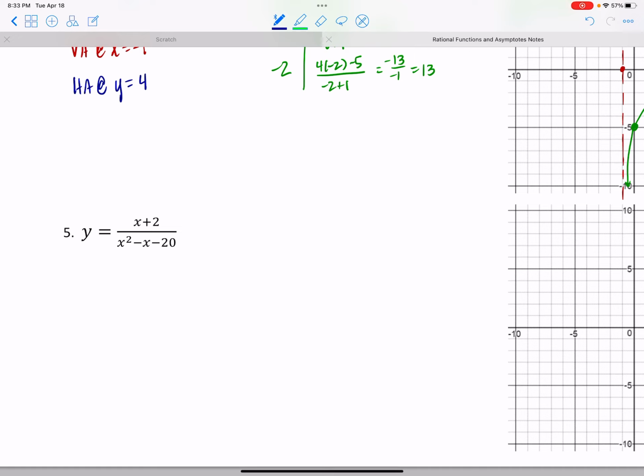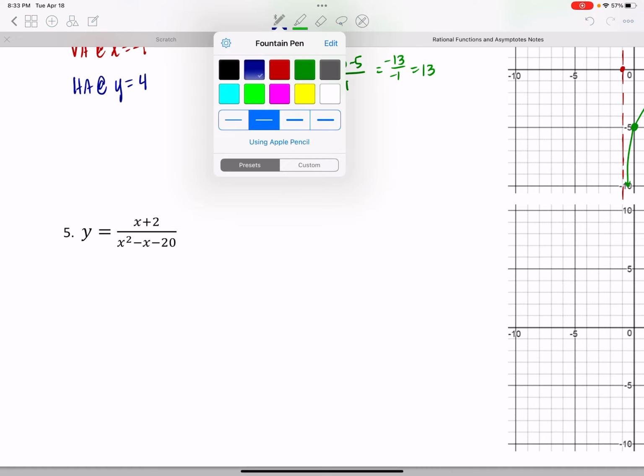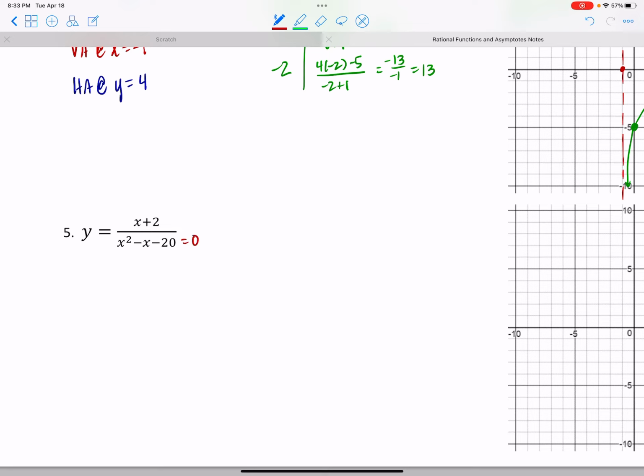If I want to find the vertical asymptotes, I have to figure out what makes this denominator equal 0. This would be easier to do in factored form. Factors of -20 that make -1 would be -5 and 4. So this is going to factor into (x minus 5)(x plus 4), which means there would be 2 vertical asymptotes, at x equals 5 and at x equals -4. Those would be the 2 values of x that make the denominator equal to 0.